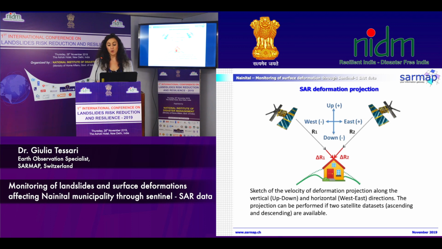And having two acquisition geometries, we got two different data sets, one acquired along the ascending direction, one along the descending. We could measure the deformation from two different view angles, incidence angles, and combine them to get two velocity, two deformation maps, one along the vertical direction and one along the east-west direction.